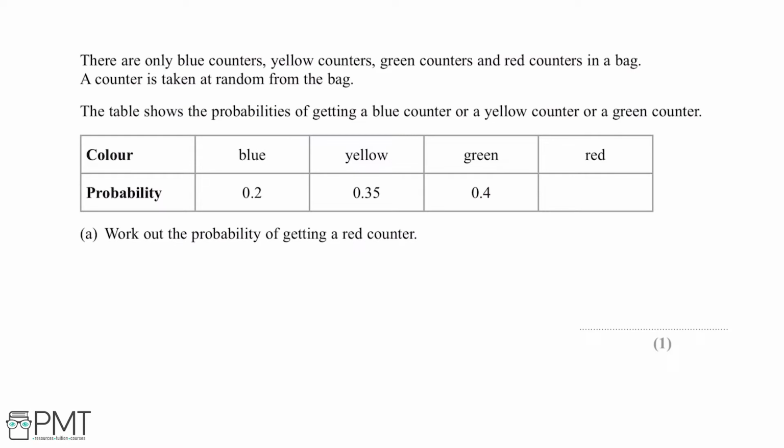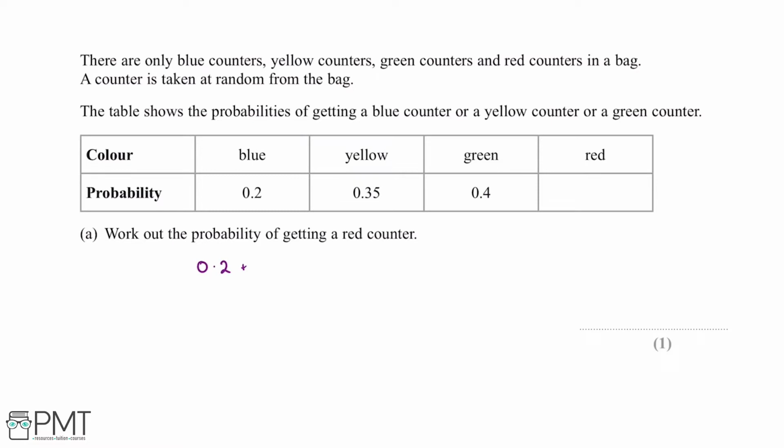So one thing we need to know for this question is that in scenarios like this, when one counter is being taken at random from a particular place, or in this particular question from the bag, all of the probabilities will add up to 1. So this means that the probability of choosing a blue counter or a yellow counter or a green counter or a red counter will equal 1.